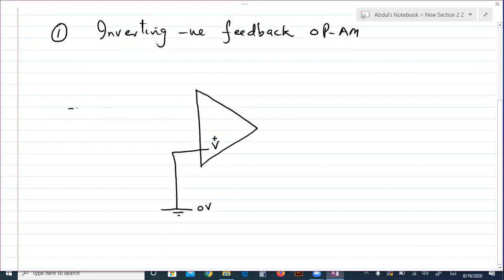And then here is inverting input terminal. Voltage input is given through this resistor, and this resistor is called input resistor. So this is input. This is the input, and it is given to the operational amplifier by the input resistor. This is output voltage terminal.